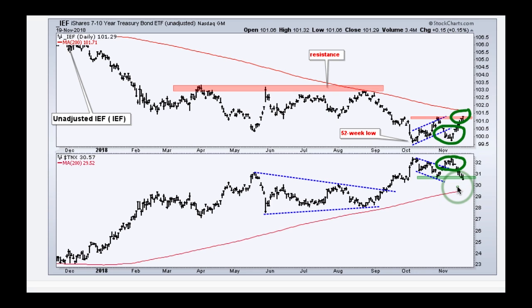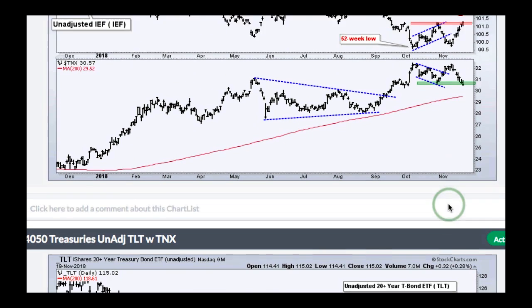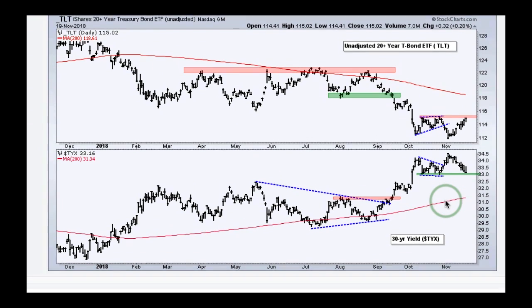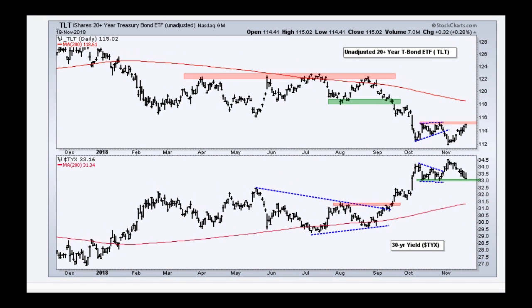So we're starting to see strength in the bond market. We're still below the falling 200-day moving average, but money moving into bonds suggests a bit of risk aversion in the market if the money wants to go into safe haven bonds. We look at the TLT, the 20 plus year Treasury bond ETF. It's right at resistance from those October highs, but it's been moving up in November. And the 30-year Treasury yield is right there at 3.3%. So a break there would be short-term negative.